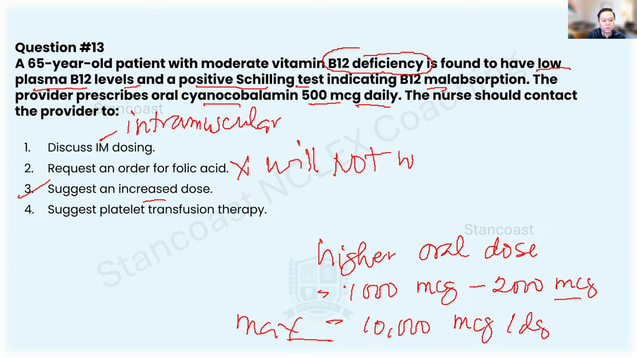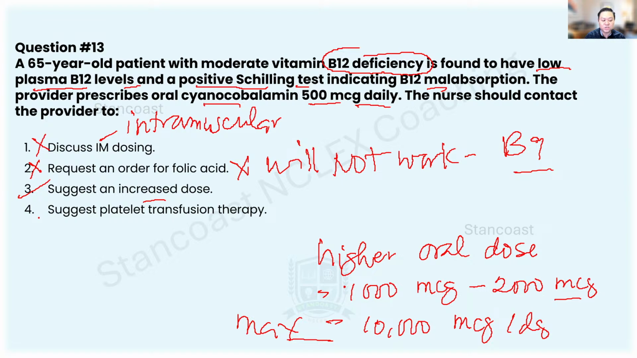It will not work because it addresses B9 deficiency, not B12. So you're going to eliminate that as well. What about 4? Suggest platelet transfusion therapy. Do we have an issue here with platelet disorder? No, we're done with that topic about the platelet disorders or coagulation. I'm over it. I'm not going to go back to those lectures. No, just kidding. But we're not going to need any platelet transfusion this time.